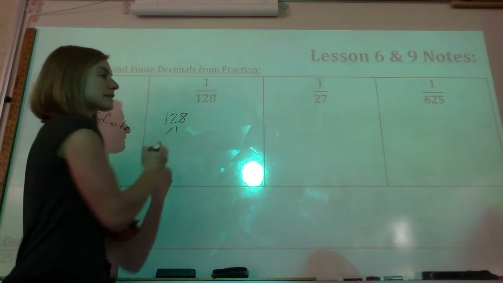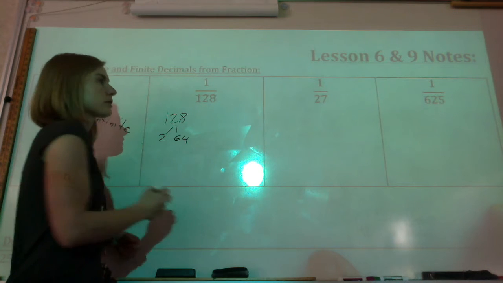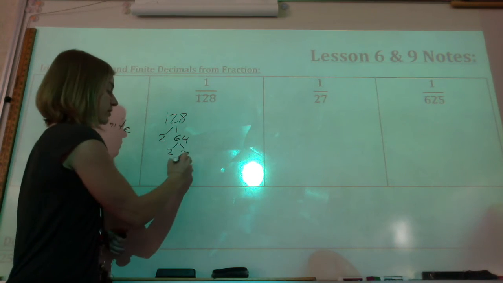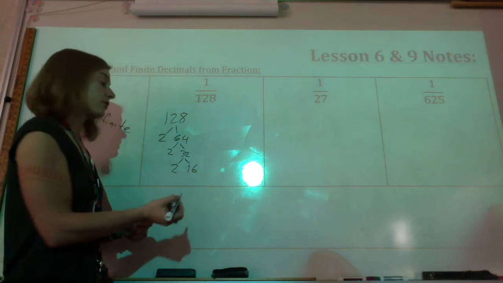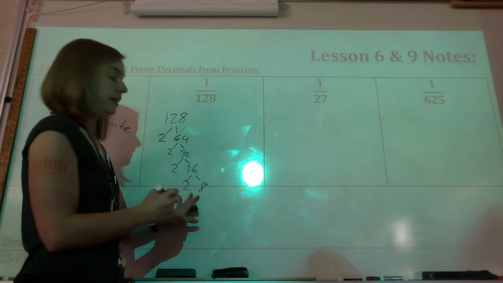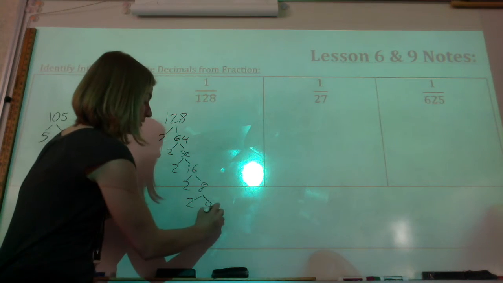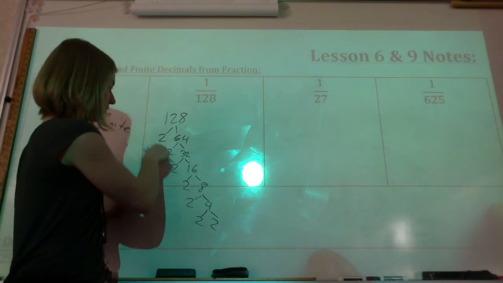128. Well, it's definitely divisible by 2. Let's see, then 64 is divisible by 2. 32 is divisible by 2. 16 is also divisible by 2. Goodness. Then we have 8, which is divisible by 2. And 4 is divisible by 2. So every single one of our factors is a 2.